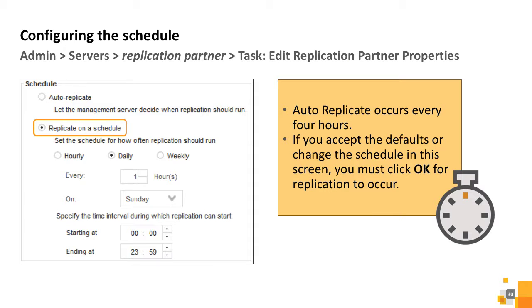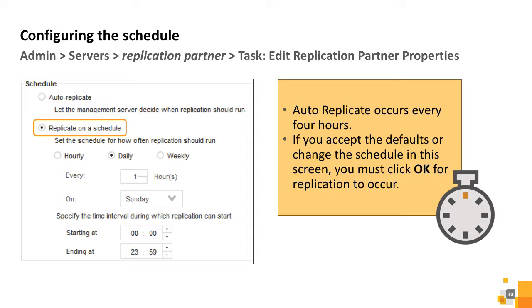When the schedule is configured, you can choose to auto-replicate or replicate on a schedule. Auto-replicate: if selected, replication occurs every 4 hours. This interval cannot be changed unless the auto-replicate option is disabled. Automatic replication only occurs when there is a change in data.